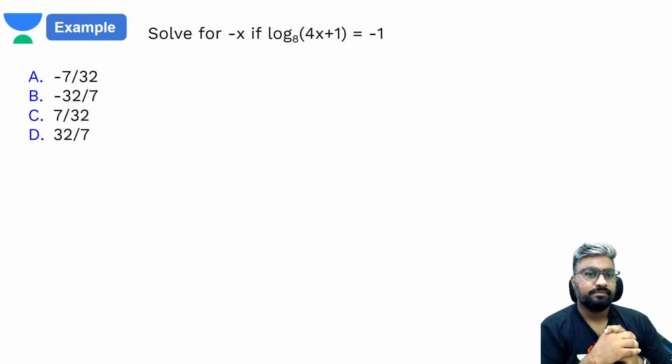Quickly try this. Log 4x plus 1 to the base 8 is minus 1.